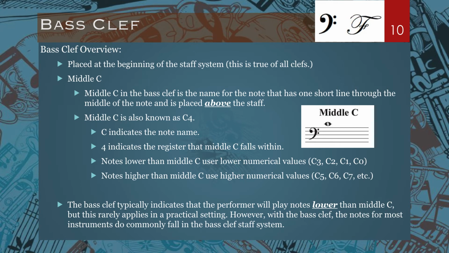That means if you see middle C in the treble clef or the bass clef, they're both going to sound the same. We just choose the bass clef for lower bass instruments and the treble clef for higher instruments. So again, C indicates a note name, 4 indicates the register that middle C falls within. Same concept here, where lower notes than middle C will use lower numerical values, higher notes will use higher numerical values.